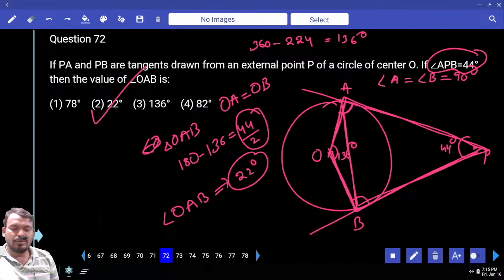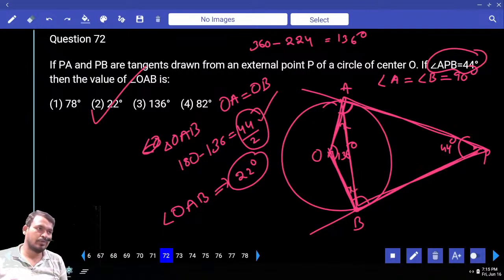OA value and OB value are equal or different? Equal. If it is x, it is also x. x plus x equal to 2x equal to 44. x value 22.